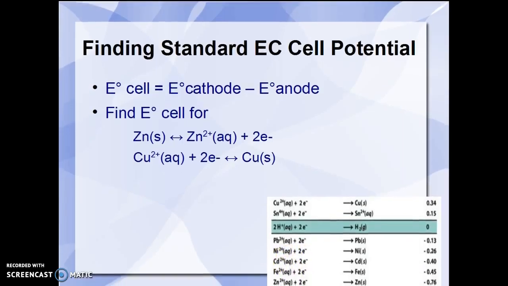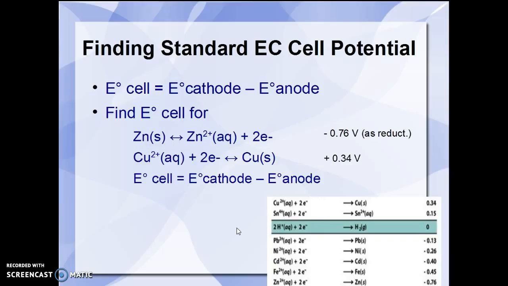Let's pull that down a little bit. And you can see that for the zinc 2 plus, which is written as an oxidation, we have a reduction potential down here of minus 0.76 volts. When we subtract the anode from the cathode potential, we're always going to use the reduction potential, not the oxidation potential. And we can see also that the copper 2 plus to copper is a reduction, and that's going to be 0.34 volts positive.